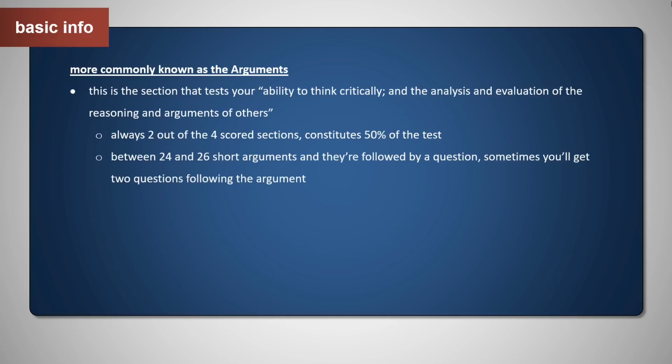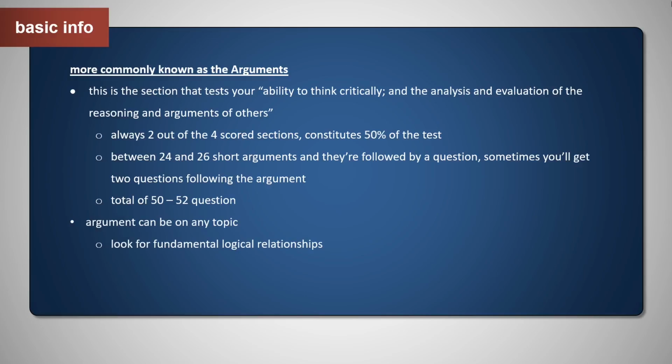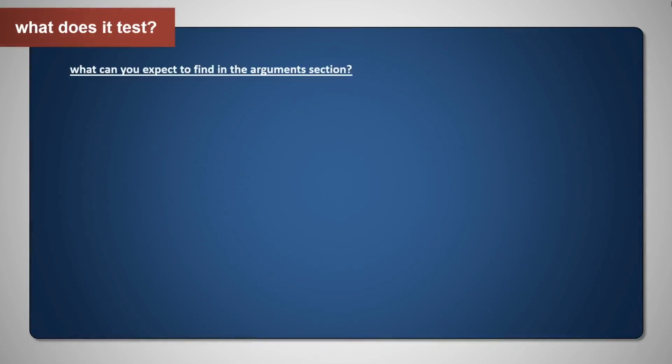So you're going to have between 24 and 26 short arguments, and they're going to be followed by a question, and sometimes you'll get 2 questions following the argument, dealing with various aspects of logical reasoning. That means there's a total of 50 to 52 questions. These arguments can be on any topic, although you want to look for the fundamental logical relationships: constitutive, causal reasoning, correlations, proposals, explanations, predictions, stuff like that. We'll go into a lot of detail on all that in the actual lessons covering it.